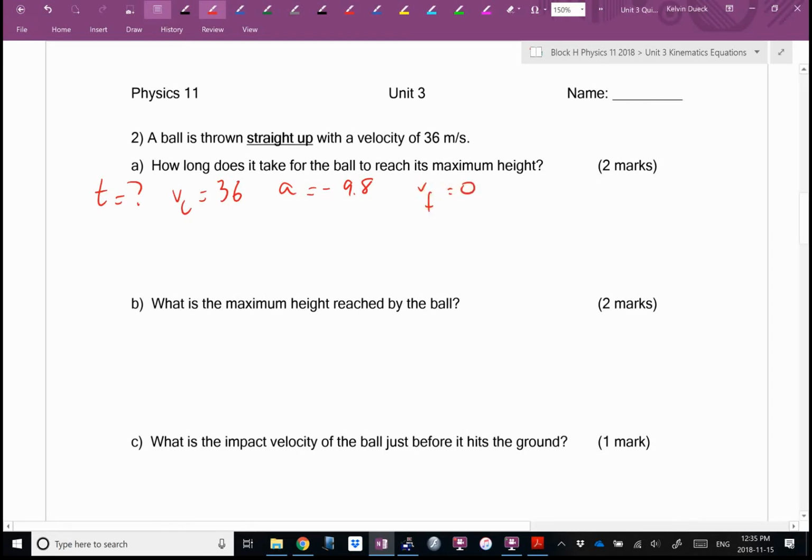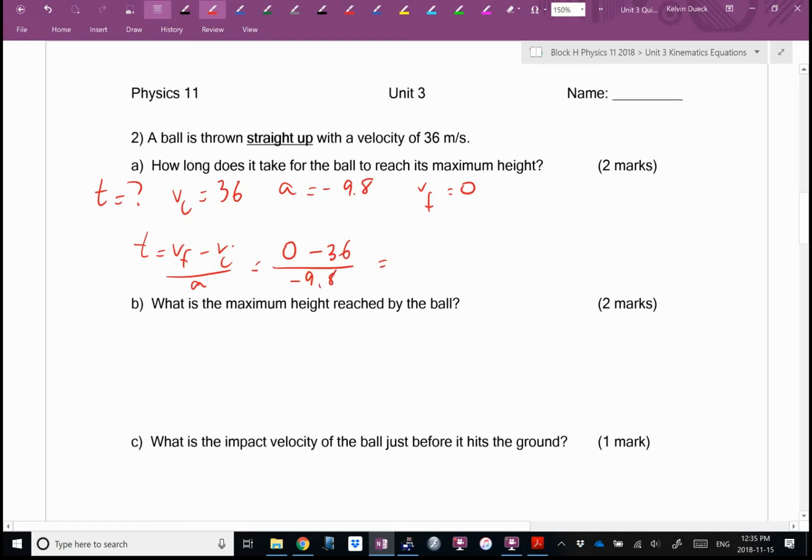Looking for an equation that has T, VI, A, and VF in it. There is one. You made my day, Ben, because last class somebody started saying, well, VF equals VI. Let's now rewrite the equation and go to the final step. T equals? Good. VF, 0. VI, 36. Negative 9.8.